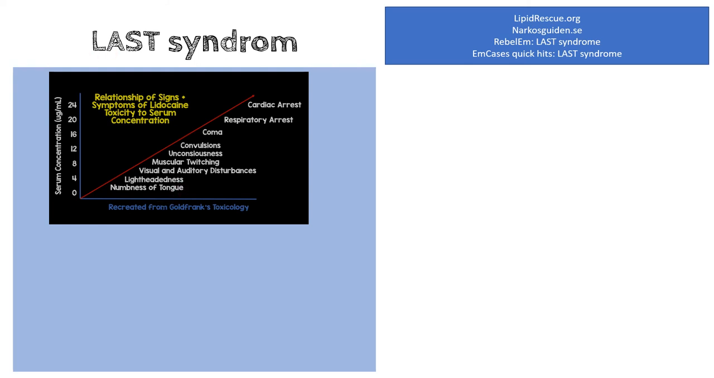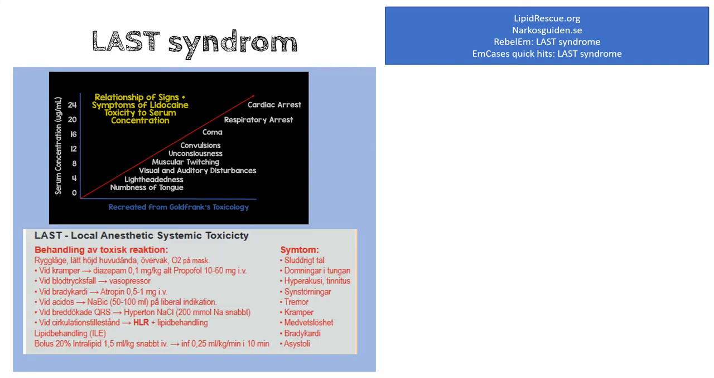if the patient has been injected with lidocaine or some kind of lidocaine-like substance, and they're beginning to go along this stairway to cardiac arrest with the symptoms of LAST, then you should really fast convert them with lipid emulsion therapy. Usually the symptoms are quite vague in the beginning, but then it can be convulsions and coma. So if they feel numbness in the tongue and they have some visual disturbances, then stop immediately. Okay.